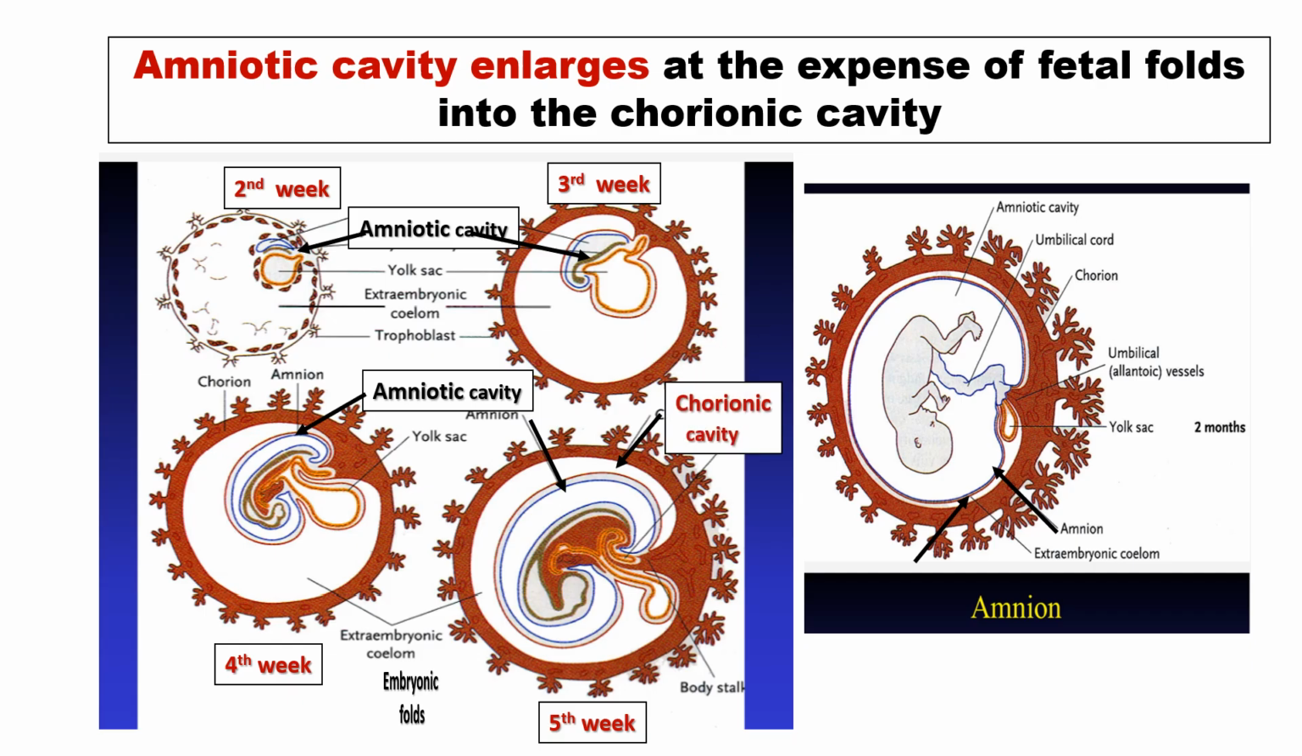And finally, it obliterates by the end of the second month or eighth week. It finally obliterates the chorionic cavity and completely surrounds the fetus.